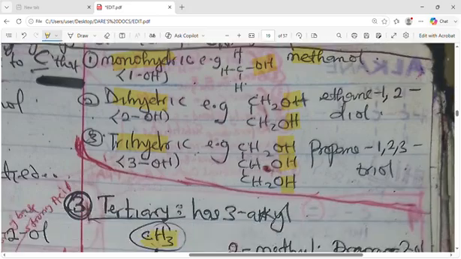Then propane-1,2,3-triol. That means 1, 2, 3. So that's 1, 2, 3. The OH appears in 3 places and they are prop. So that's propane-1,2,3-triol.